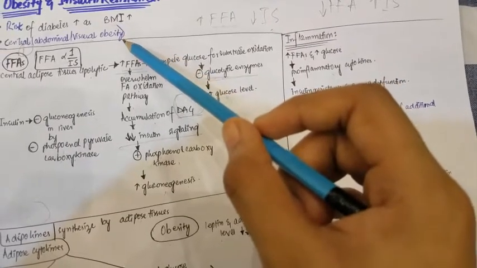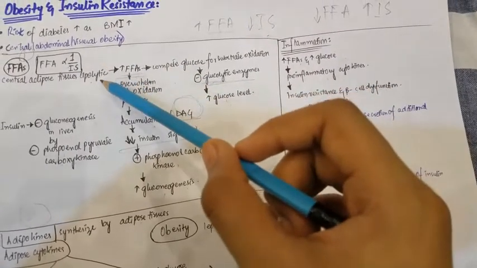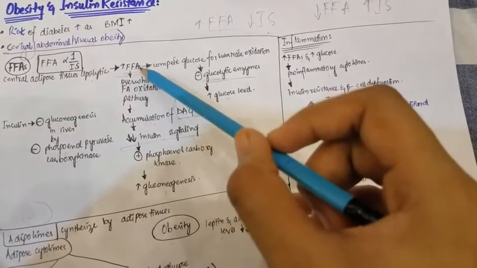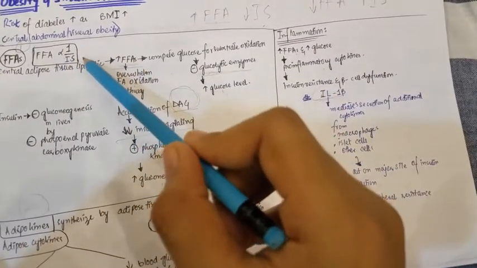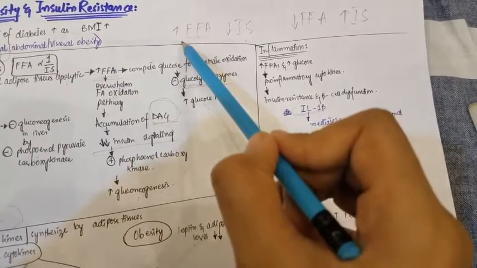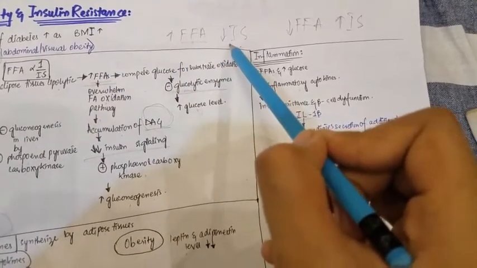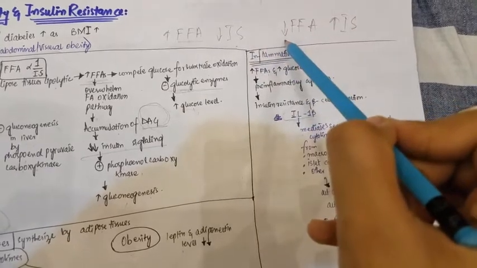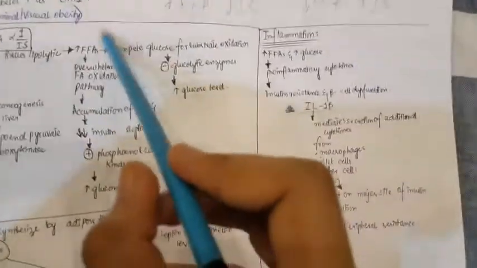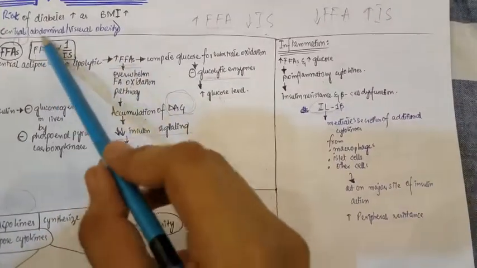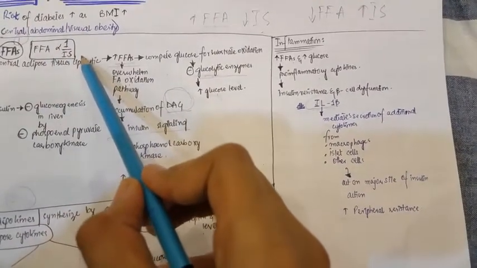Because central fat is more likely to be lipolytic, which results in increased free fatty acids. Free fatty acid has an inverse relationship with insulin sensitivity. As the free fatty acid levels increase, the insulin sensitivity decreases. As the levels of free fatty acid decrease, the insulin sensitivity increases. So, it has an inverse relationship with insulin sensitivity.